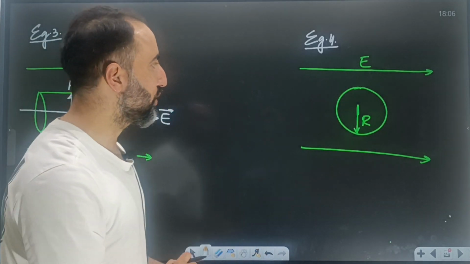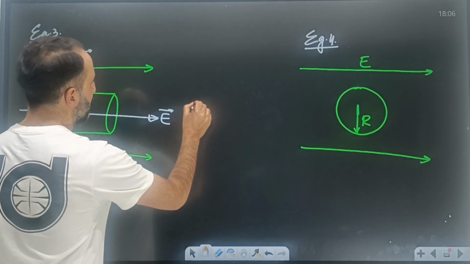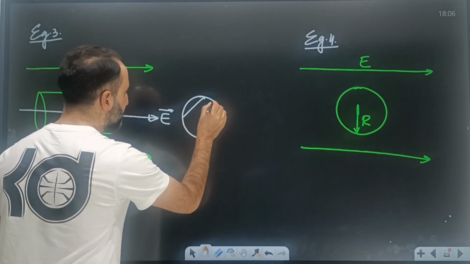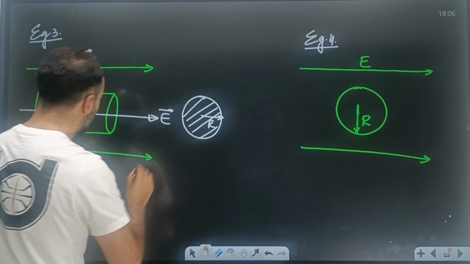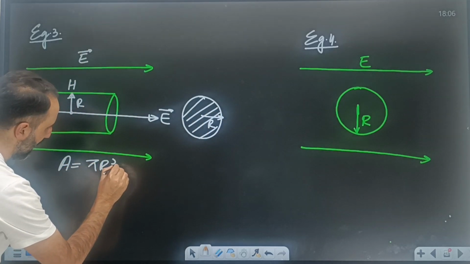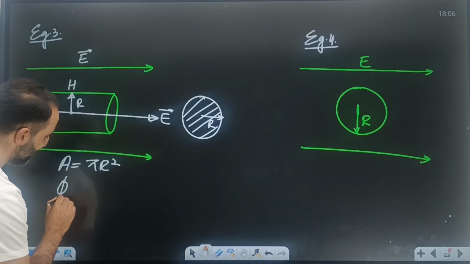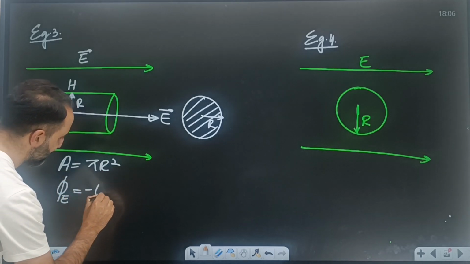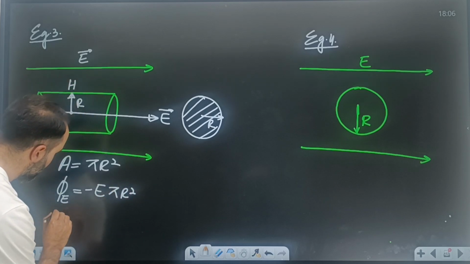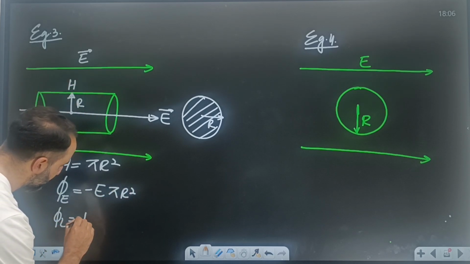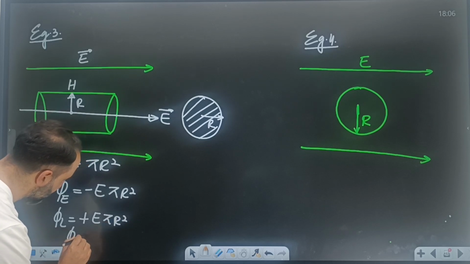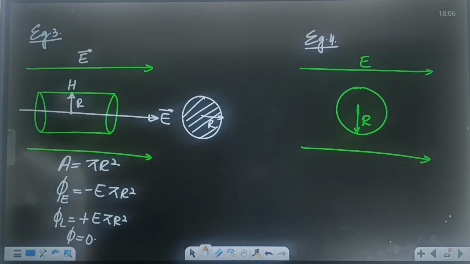What about the area of projection? The projection will be like this, a circle, with radius r. So the area of the circle is equal to pi r square. What is flux entering equal to? Flux entering is minus E into the area, that's pi r square. And flux leaving will be equal to plus E into pi r square. And the total flux is equal to 0. Is that right? Okay.